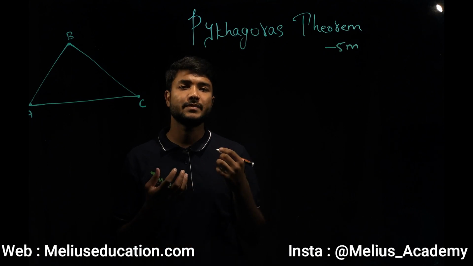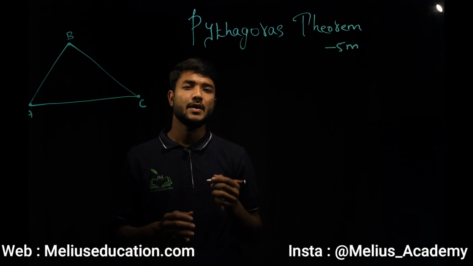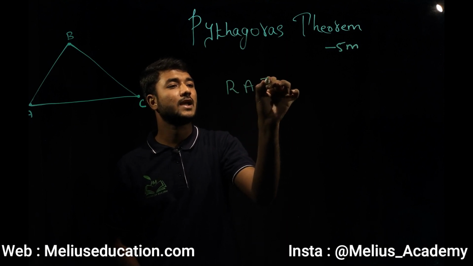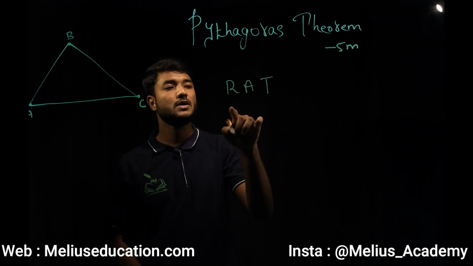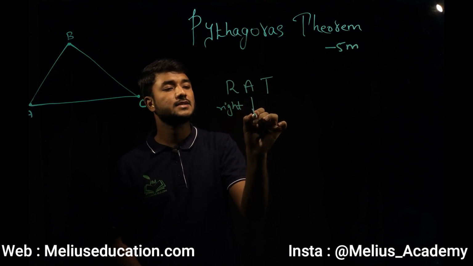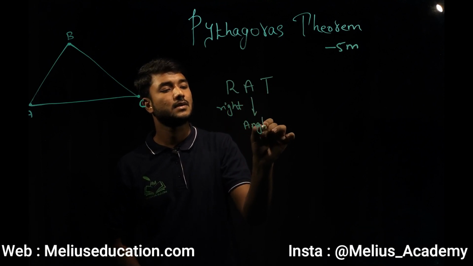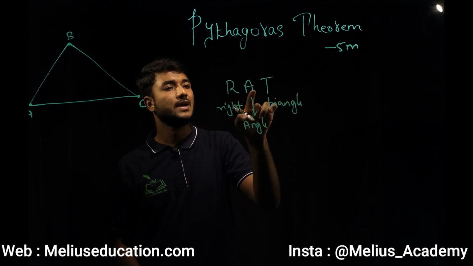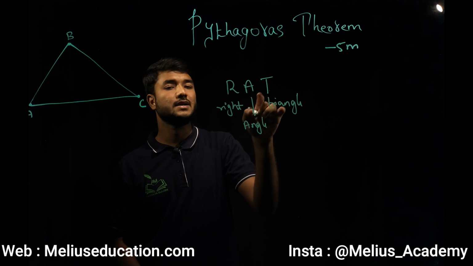Let's start the theorems with Pythagoras theorem, which is important for 5 marks. So let us learn some basics related to Pythagoras theorem. Basically, the Pythagoras theorem is related to a special type of triangle that is called as right. What is right? R stands for right, A stands for angle, and T stands for triangle. So right, the meaning of right is right angle triangle.